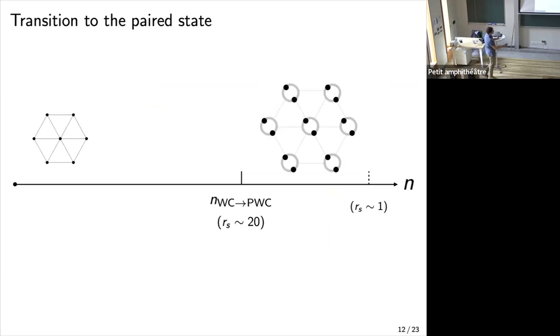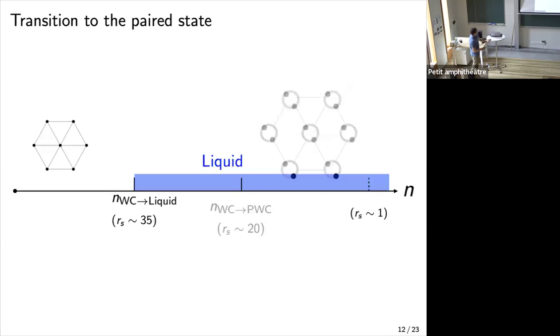So as a function of electron density, what I'm telling you is that there can apparently be a transition from an ordinary monatomic Wigner crystal with one electron living in each unit cell to this kind of paired crystal. And that transition occurs when the dimensionless rs parameter is roughly 20, okay? But as we've also discussed, what we know with a good deal of confidence is that below rs of roughly 35, the actual ground state of the system is a homogeneous liquid, okay?